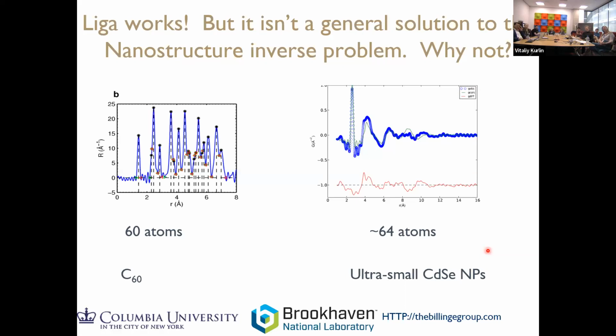And this is the problem. We solved C60, no problem. But we had this other cadmium selenide nanoparticle cluster that is atomically precise. We got them from very talented chemists, and that had 64 atoms. Successfully solved, failed to solve. The difference between them is this is what the data looked like for C60. That's an extremely rigid molecule. And this is what it looked like for this 64 atom nanoparticle cluster. And you can see the quality of the information content in the data is much lower.